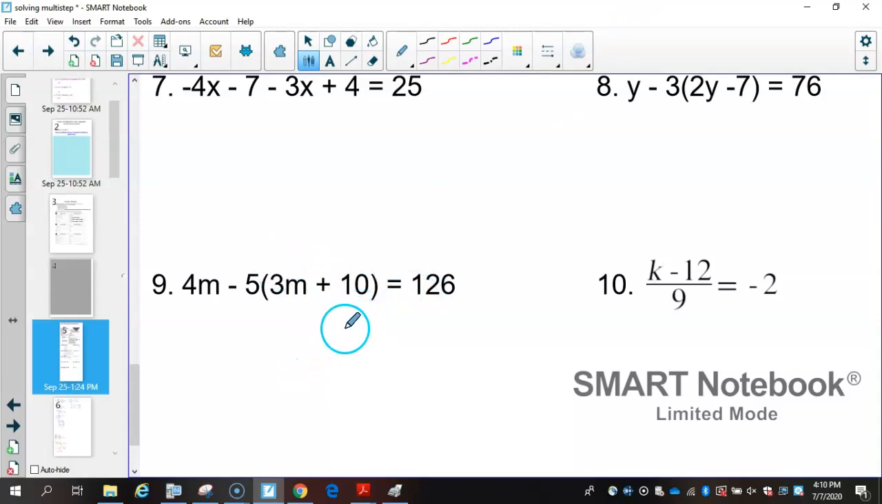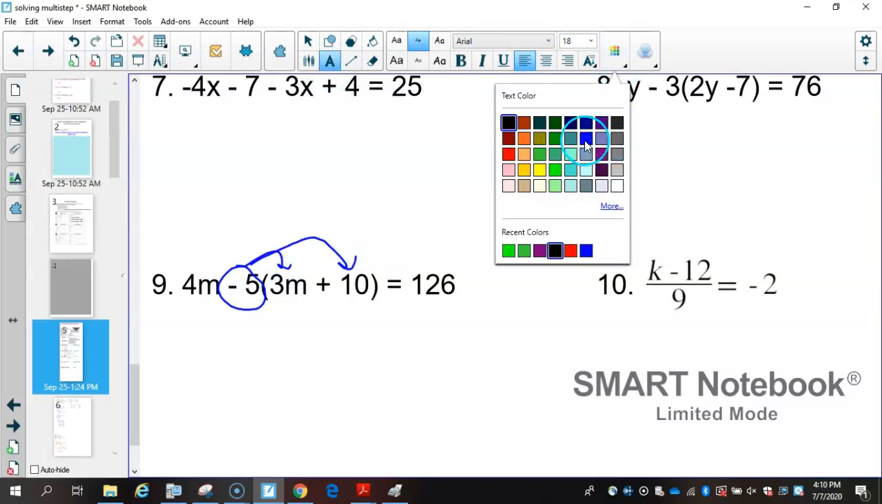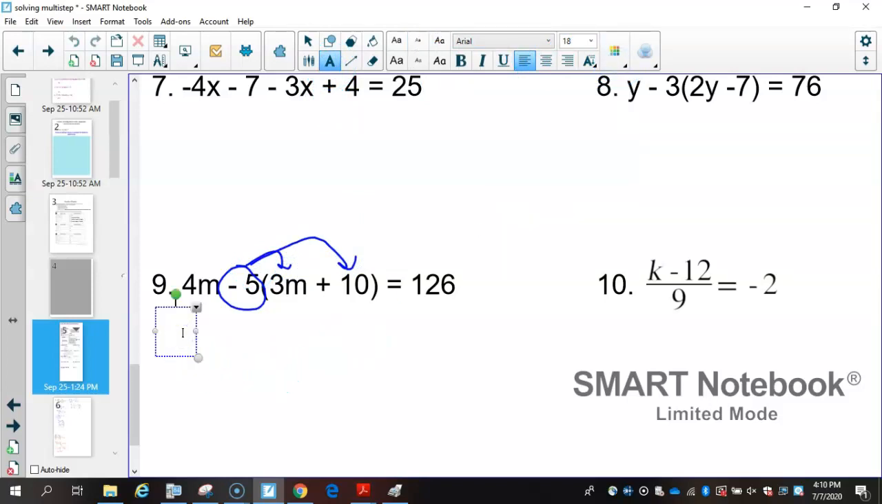The very first thing we're going to do is distribute. When we distribute, because this has a negative in front, we have to take that negative into account. So we're going to have 4m minus 15m minus, because we have a negative times a positive, and that's negative 50, equals 126.